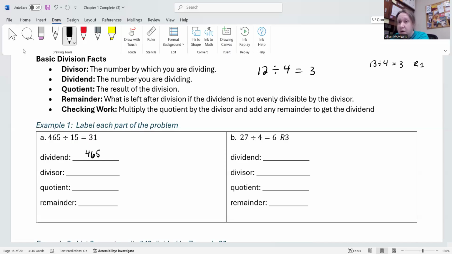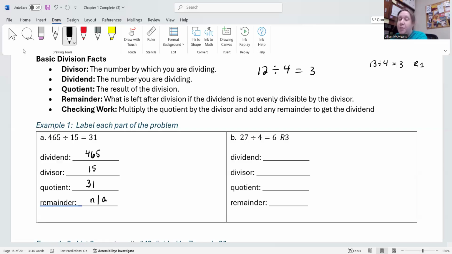The divisor is what you're dividing by. So that's going to be 15. We want 15 equal size groups out of 465. The quotient is the number of complete groups that you can get out of the dividend. So the quotient here would be 31. If we couldn't divide 465 evenly by 15, if there were these little odds and ends left over that didn't make a full group, that would be the remainder. In this case, we don't have a remainder, so I'm just going to say not applicable.